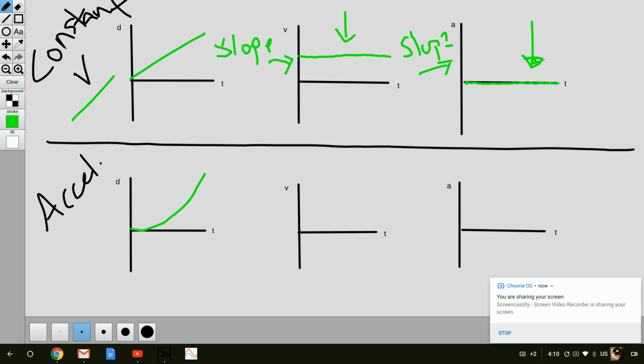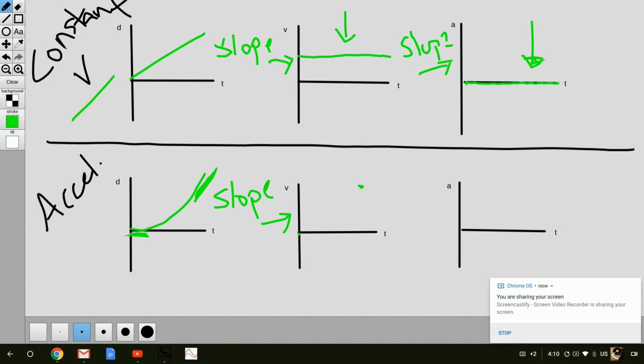Now, slightly more complicated, but not much. The slope of this value still gives us the Y value for the next graph. The thing is, now the slope is changing. So at the beginning, the slope is 0. So my initial value is 0. At the end, my slope is greater than 0. So at the end, my Y value is greater than 0.